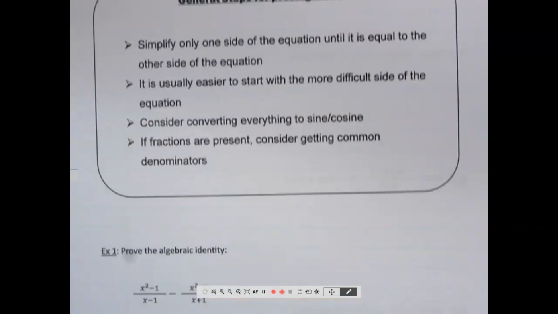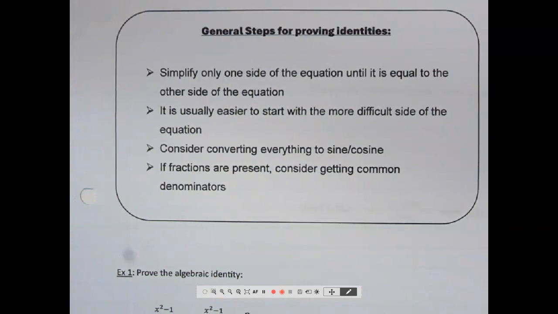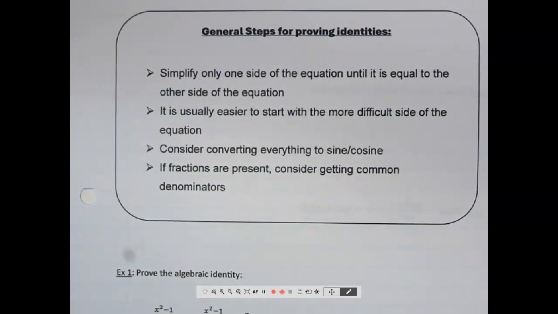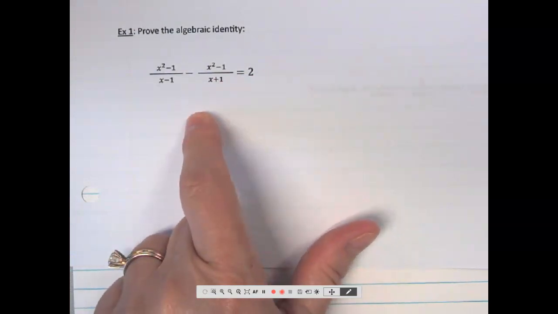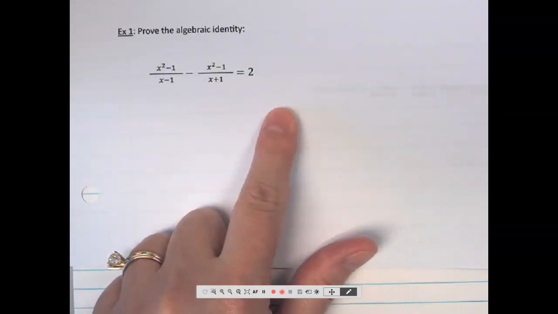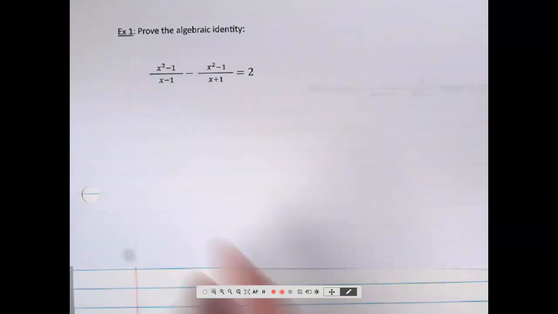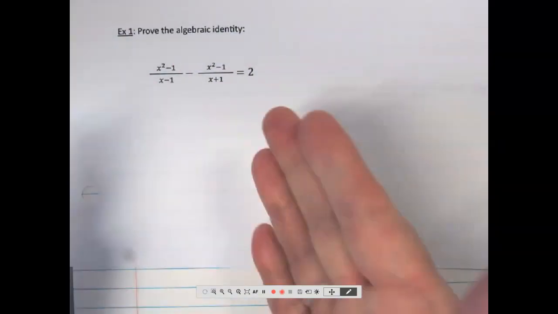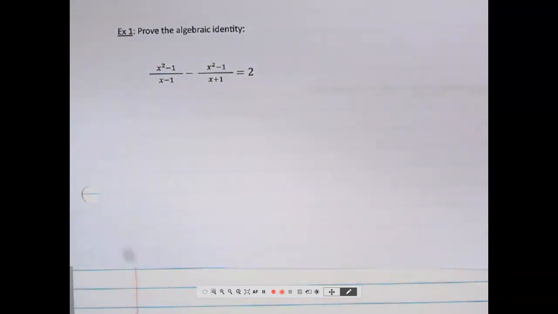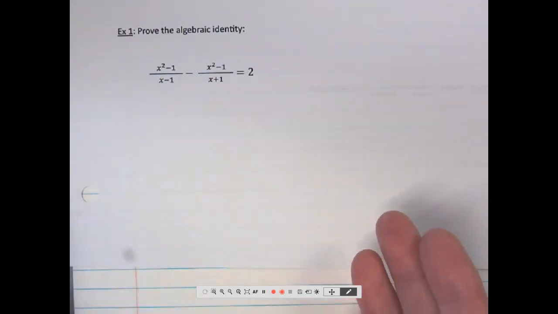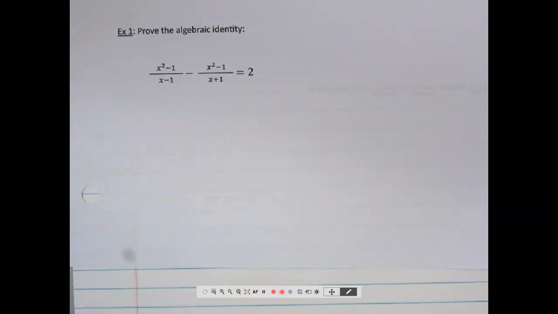Okay, so look at my suggestions. Simplify only one side and start with the more difficult side. The reason we're going to start with the more difficult side is, what if I said we're going to make 2 become that? Where would you even start? I don't even know. So the more complicated side, you just have more to work with, and we're going to simplify this left-hand side until it becomes 2. So you know when to stop on these. As soon as I get the left-hand side to be 2, I'm done. Okay, so we're going to whittle away at the left-hand side.